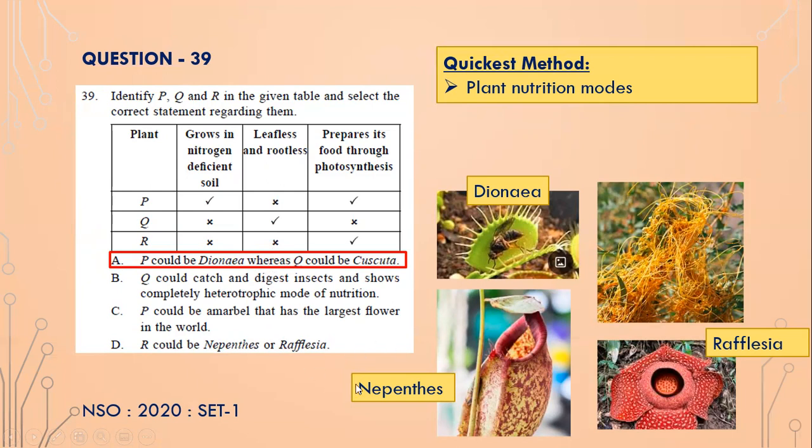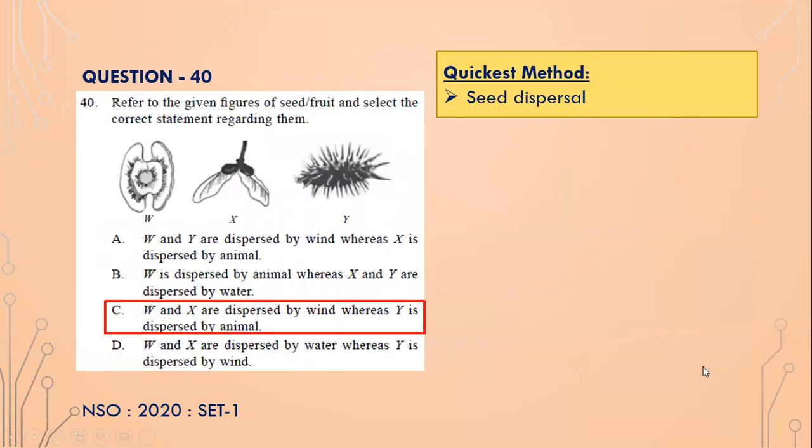And Nepenthes, what is Nepenthes? It is basically a pitcher plant. And Rafflesia is the world's largest flower, isn't it? Which smells like a dead corpse. So it is the world's largest flower, which can grow up to 3 feet. And it basically grows in Southeast Asia, Thailand and Indonesia regions.